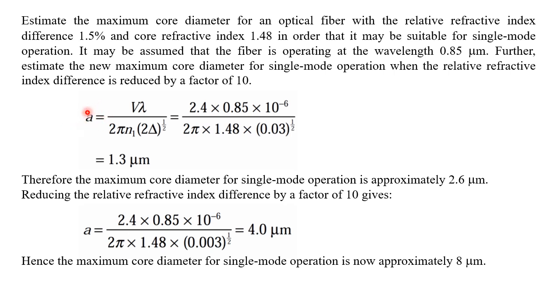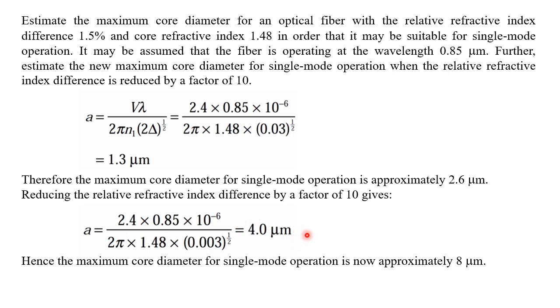So from the expression of V number, we can determine the value of a. So a equals V lambda by 2 pi n1 square root of twice delta. Everything is given, so it becomes 1.3 micrometer. This is the radius, so the maximum core diameter for single mode operation is 2.6 micrometer. Reducing the relative refractive index difference by a factor of 10 will give us a equal to 4.0 micrometer. That means the diameter will be 8 micrometer.